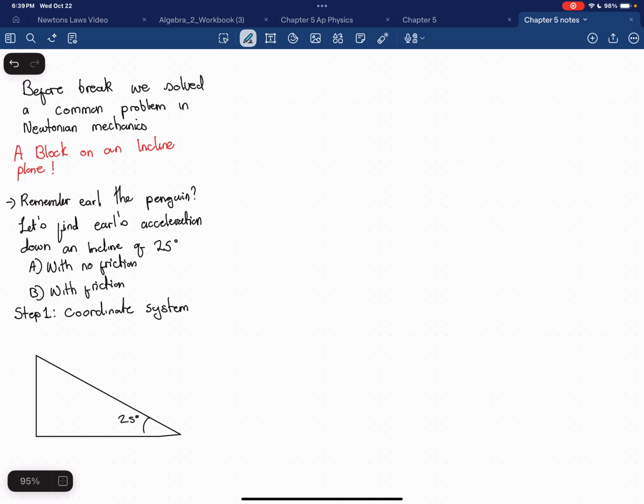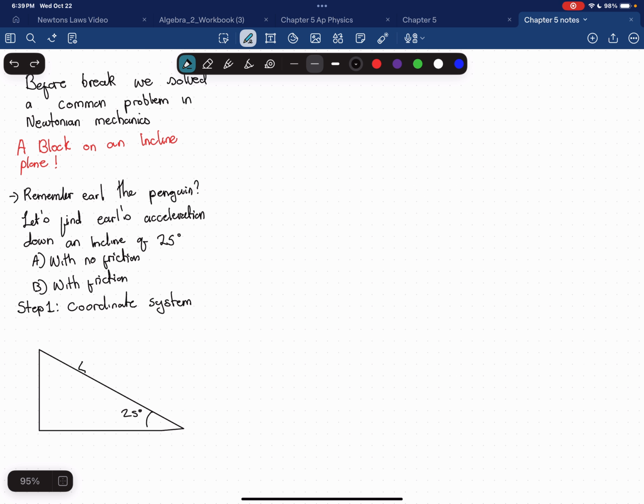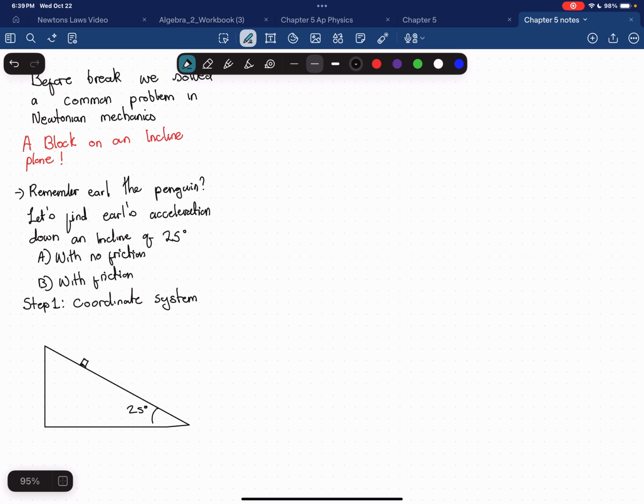So step one, I need a coordinate system. But before I have a coordinate system, I need to know where Earl is. I'm just going to draw a little box to represent Earl, or a circle, whatever. I don't need to draw a full penguin. All I need is the particle. Sorry, guys. That'll do. Just imagine it's a symmetrical box.